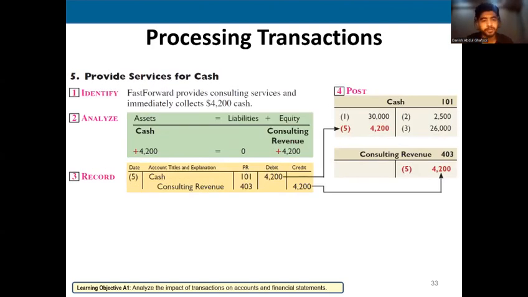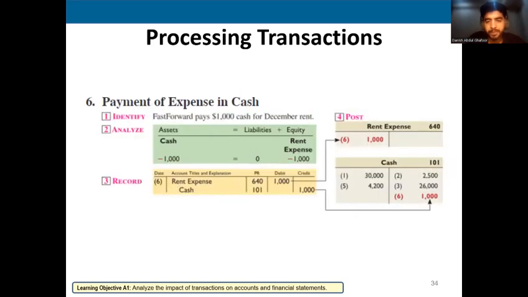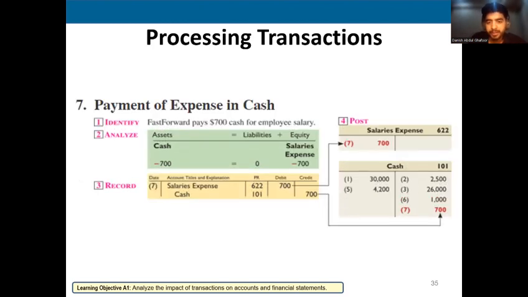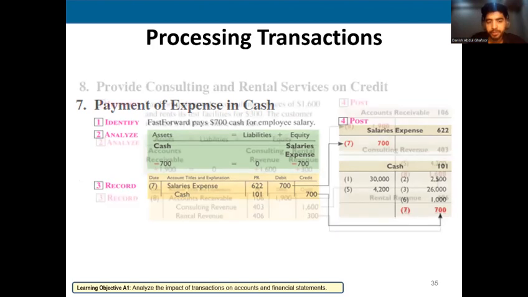Provide services for cash. Okay. Again, you can easily see, you can now understand the equation. You can now analyze and record and see their effect on the accounts. So we can keep going. Payment expense in cash, again $1,000, cash is decreased. We have paid through cash. Rent expense, okay, it's an expense. Salaries expense and cash paid.